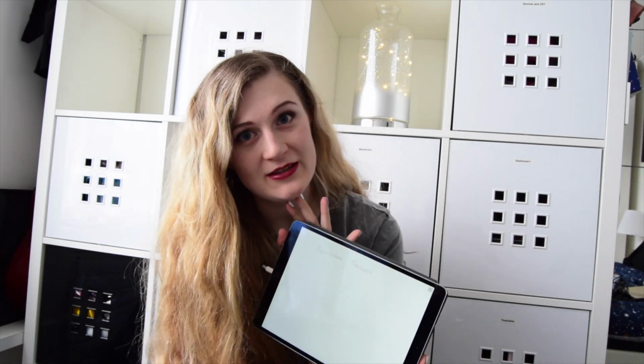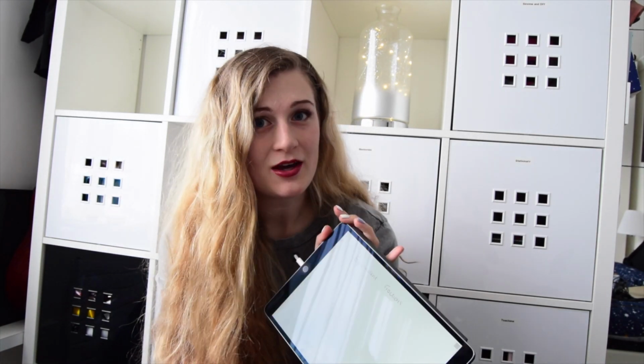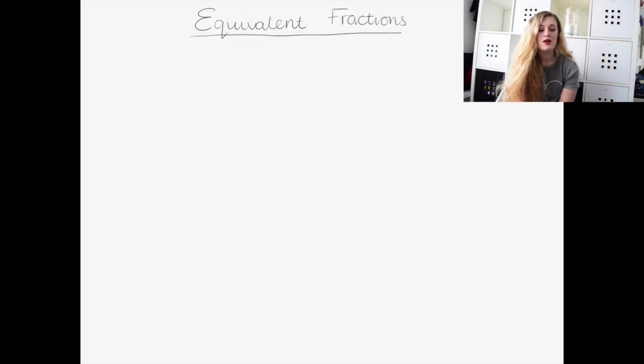Okay, so first thing we are going to look at equivalent fractions. I've got my iPad here, which will be up on the screen also. It should come up now. And you're going to be able to see exactly what I'm doing whilst we're talking about it. So first of all, we've got equivalent fractions. Now, equivalent fractions, first off, we've got to look at what our fraction is.